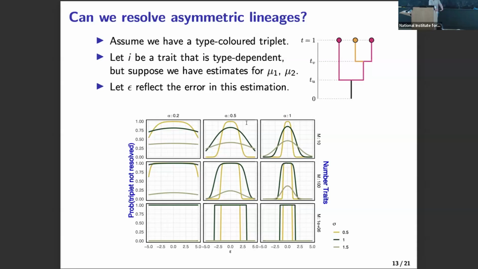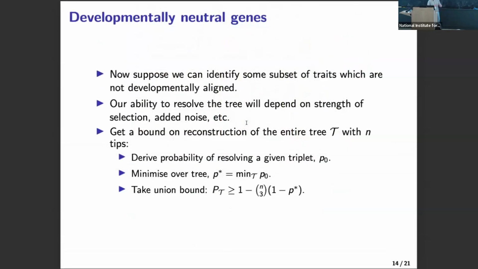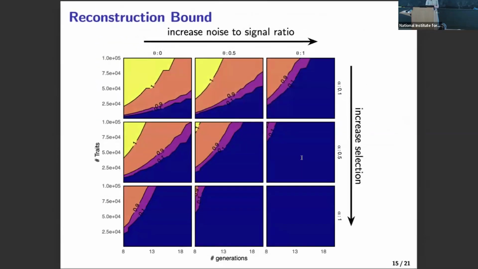Okay, but what if we're in an even better case than this? What if we are in either a case where our gene is not developmentally aligned, or we only want to resolve a symmetric lineage, for example? We know that we have a symmetric lineage. Then can we do any better? It would appear so, but it's still a messy problem. So in this case, now that we don't have to deal with types, we can get a bound on the entire tree reconstruction, similarly to what we did before. So this is again using triplets as our base unit, and then creating a bound across all the triplets in the tree. And here are these results in terms of our OU parameters.